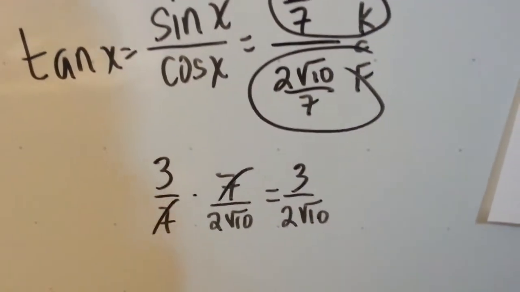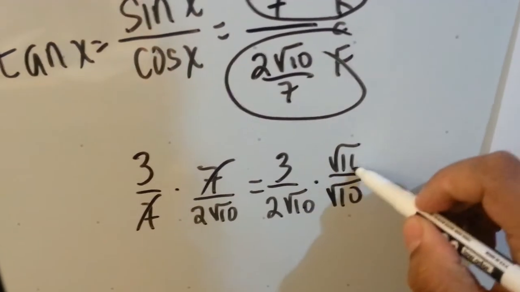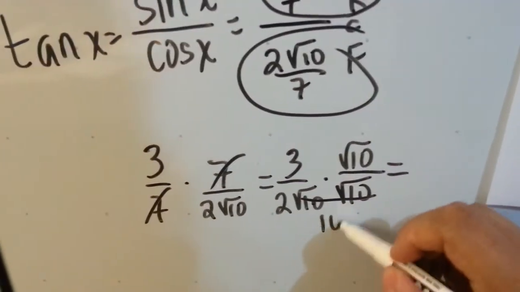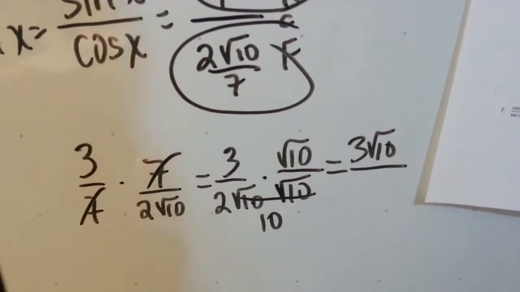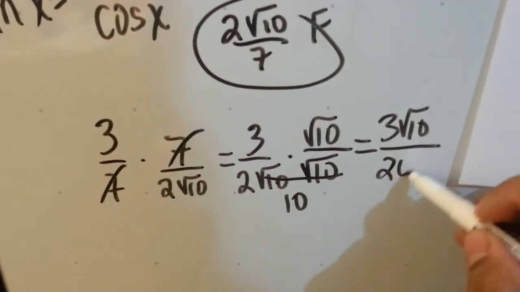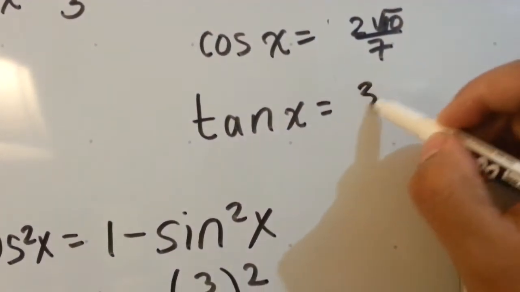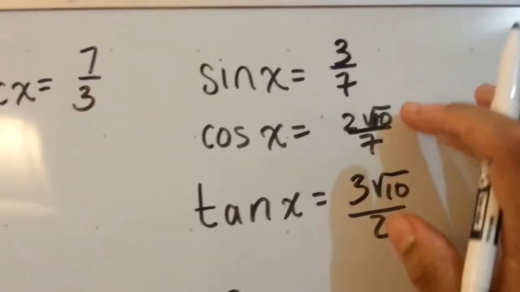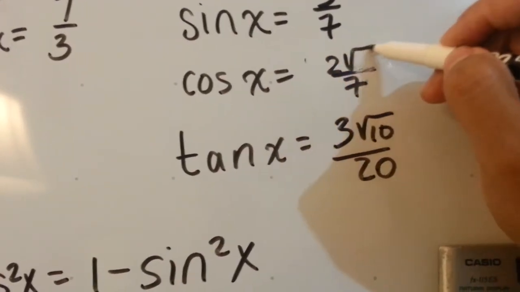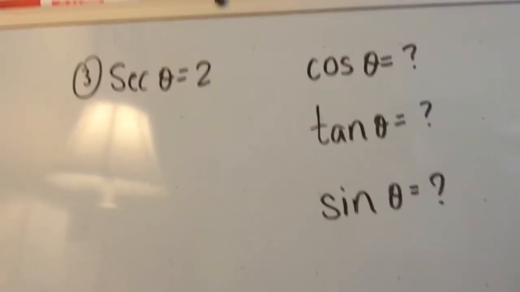Once again, we can't have the square root of 10 on the bottom. So square root of 10, square root of 10. Right? So this is 3 root 10 over 2 times 10, which is 20. And that would be this one. There we go.